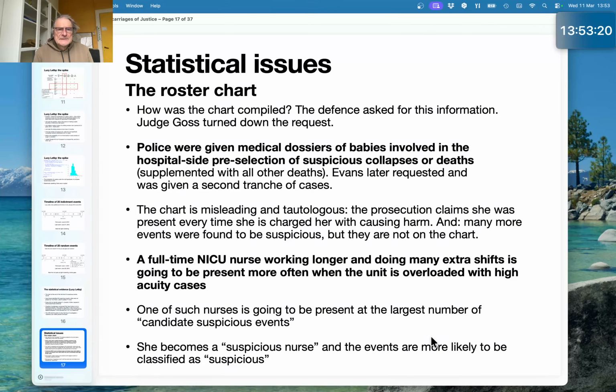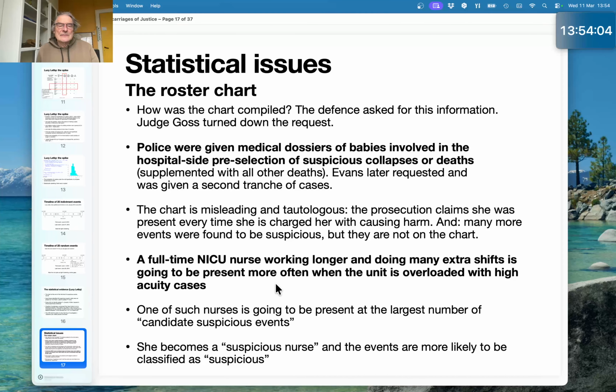Now, let me talk briefly on the bottom two lines here. One nurse is going to be present at the largest number of candidate suspicious events, and if she becomes a suspicious event nurse, she's then going to become a suspicious nurse, and then the events are going to be more likely to be seen and classified as suspicious. So this is the way it goes in miscarriages of justice, serial nurse killer cases. This has happened again and again, and will continue to happen again and again in the future.